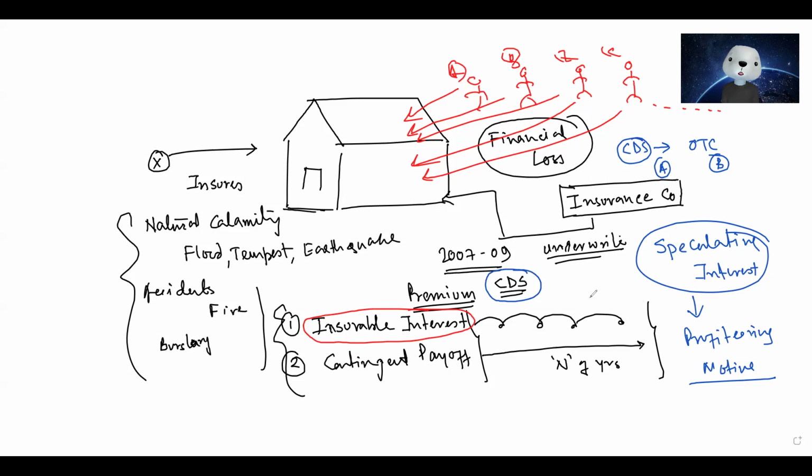That means that these insurance contracts virtually were also tradable, thus enhancing the speculative value of this insurance contract. Now, that is exactly what a CDS is all about. Now, let's revert to our presentation and understand how the mechanics actually work.